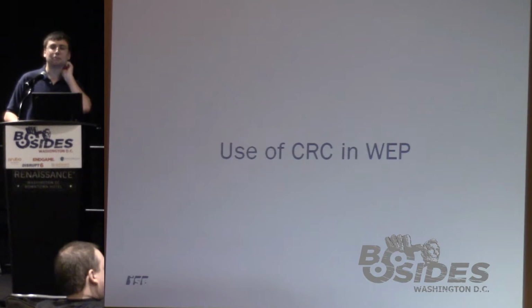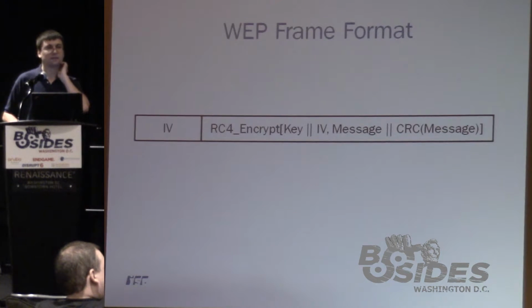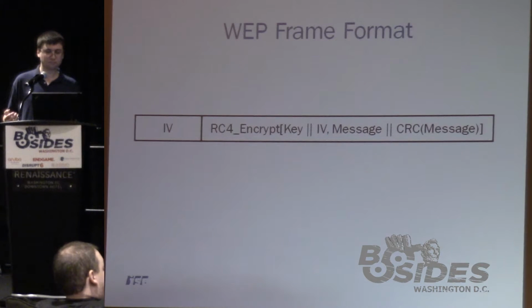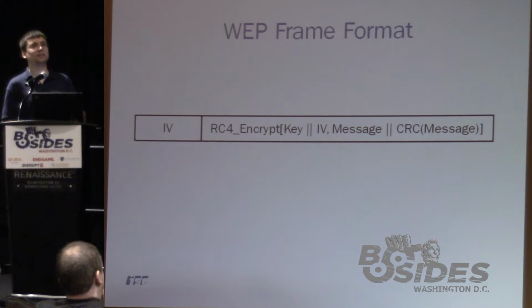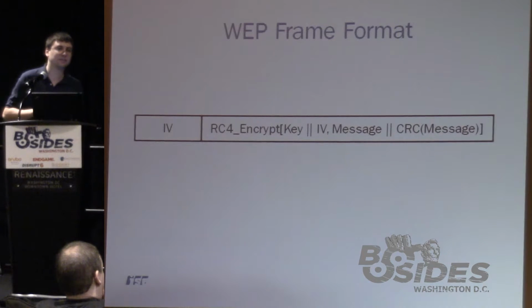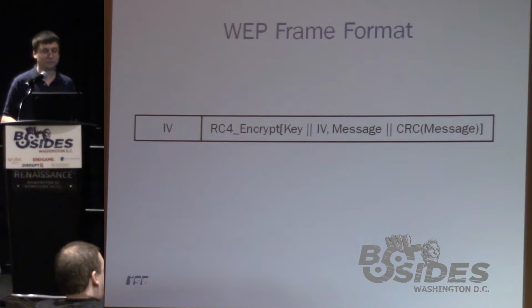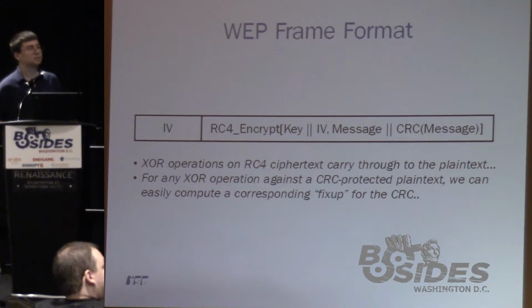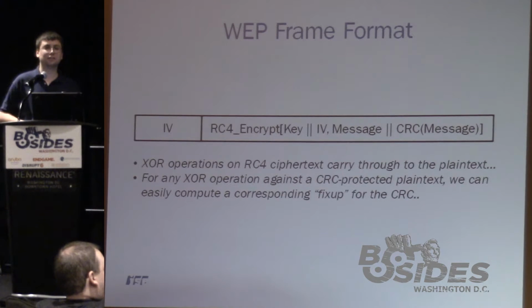So how the WEP frames actually looked: they sent a frame containing an IV and then RC4 encrypted data composed of a message and its CRC. So some researchers, basically from like 2000 to like 2010, and I guess nobody cares about WEP anymore, but it was one attack after another, each one improving on the last. One of the earliest papers recognized these two properties: XOR on ciphertext does the same thing to the plaintext, and we can fix up the CRC after modifying it.